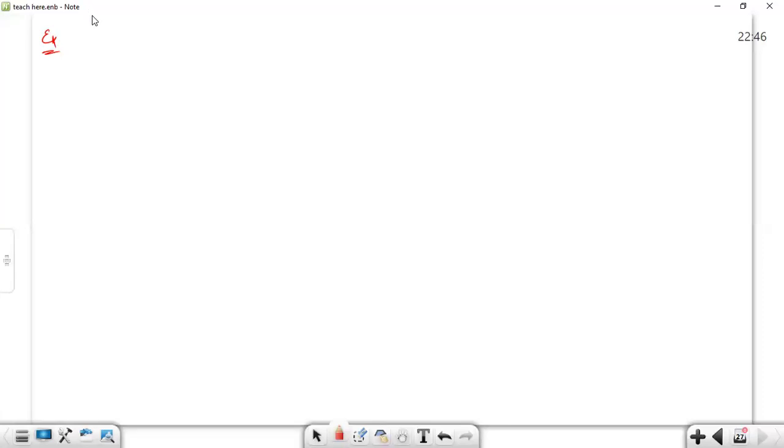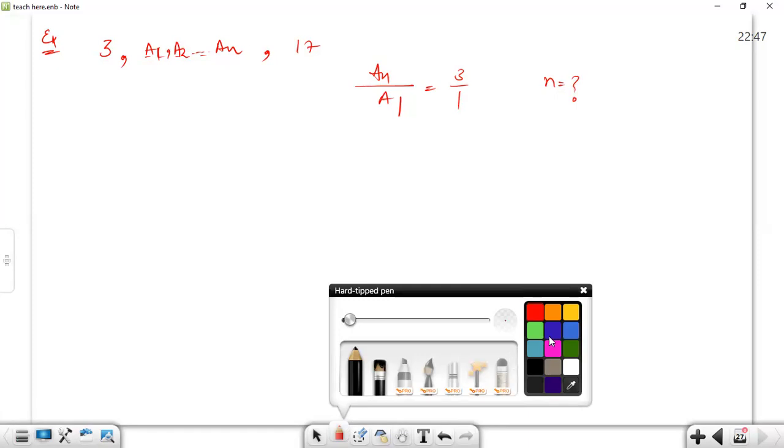There are n arithmetic means between 3 and 17. Let's represent them by a1, a2, and so on; there are n arithmetic means in between. If the ratio of the last mean to the first mean is 3 is to 1, then we have to find the value of n. And if there are arithmetic means, then definitely the sequence will be in arithmetic progression. How can we find it?